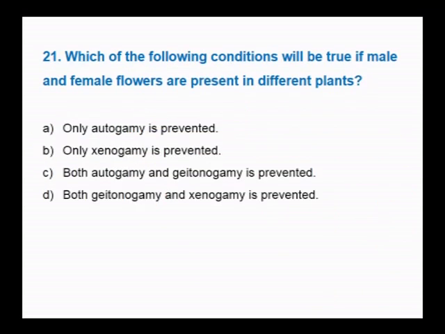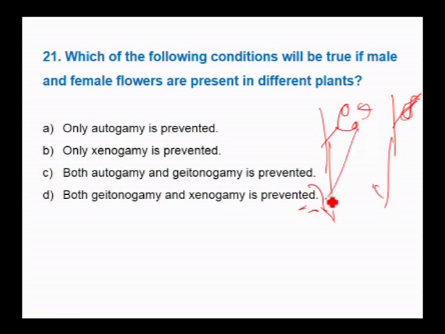Next question. Which of the following condition will be true if male and female flowers are present on different plants? See, this is male, here is female. This can be seen in date palm and papaya. So here, when you have only male and only female plants, homogamy is not possible, geitonogamy is not possible. The only possibility is xenogamy.